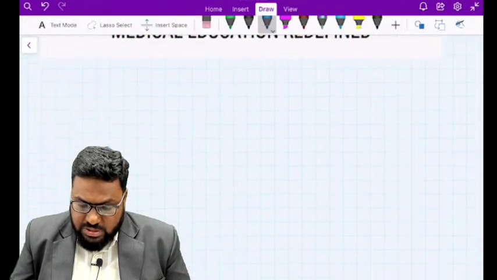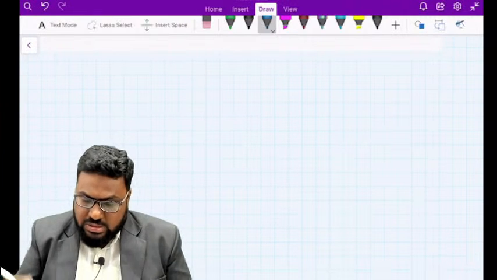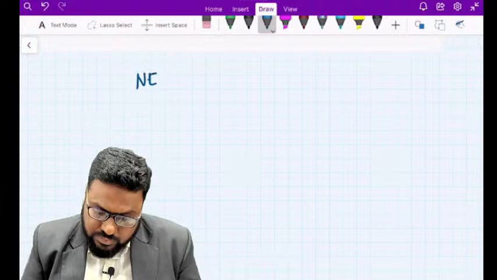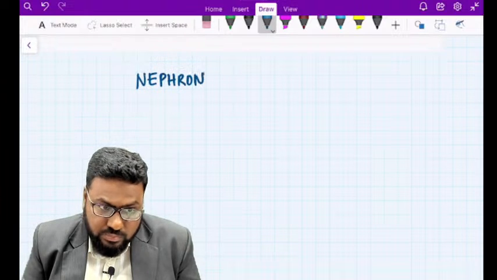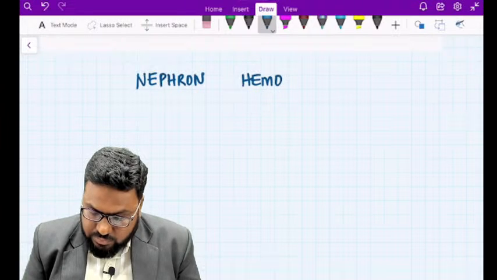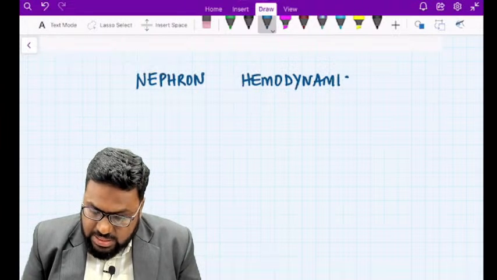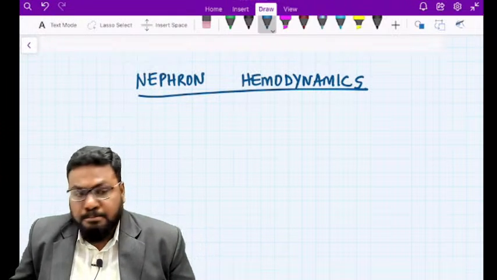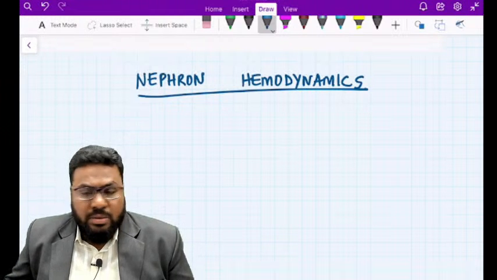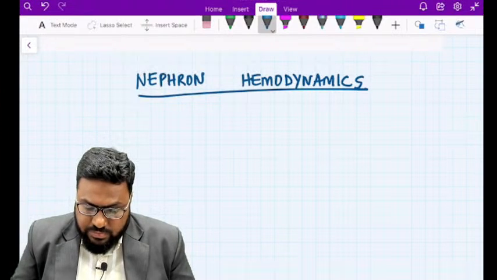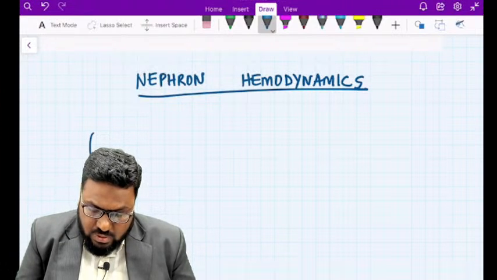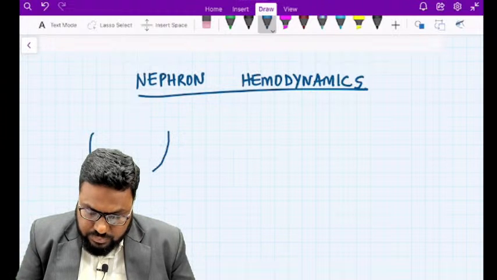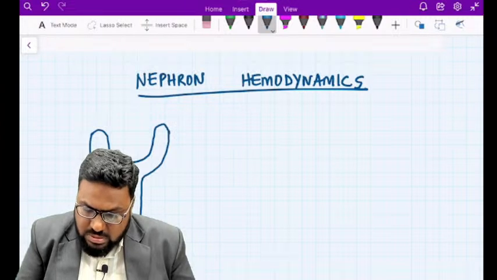So let us begin our discussion. Nephron hemodynamics. In my last class, I told you that there are four important functions of kidney. So imagine that this is the Bowman's cup and these are the tubules. Bowman's cup and the tubules.